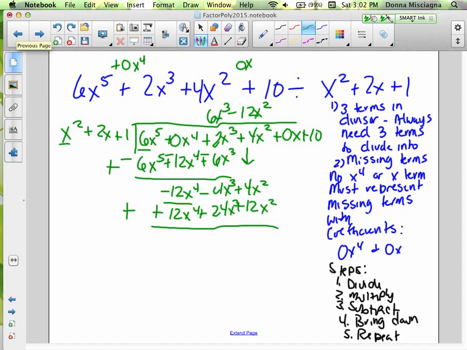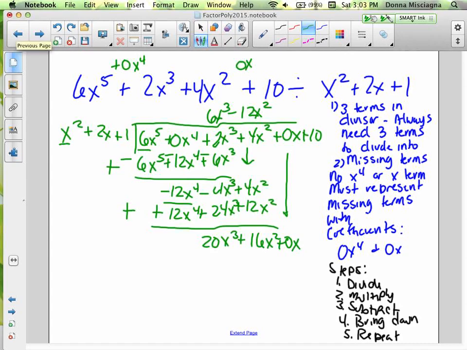Negative 12x to the 4th plus 12x to the 4th, that's 0. Negative 4x cubed plus 24x cubed is going to be 20x cubed. And then 4x squared plus 12x squared, because that was a negative and we subtracted it. Subtracting a negative makes that a positive. That's going to be 16x squared, and we don't have enough terms. So we bring down the 0x.